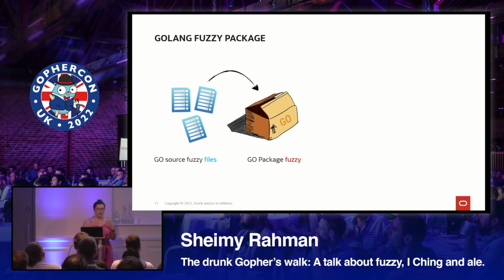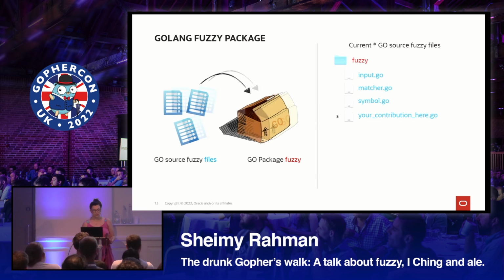So Go source has fuzzy files, right? And what the Go package fuzz did is put that source into that package. The current Go source fuzzy files are three sources: input.go, matchup.go, and symbol.go. And I ask you to try to make your contribution here, because nowadays that package is not open for you to use, reuse, and recycle that code. So it's an open source package. You can contribute to it.